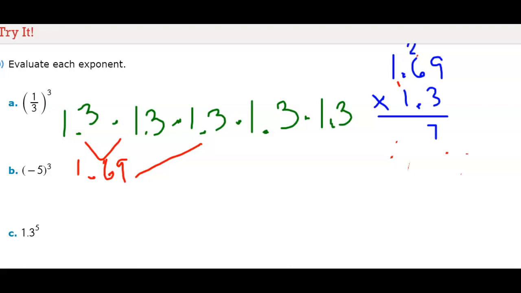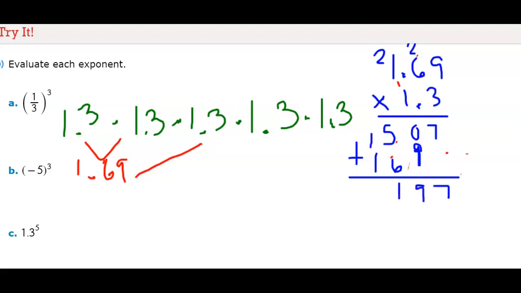3 times 6 is 18, plus 2 is 20. Then we have 3 times 1 is 3, plus 2 is 5. 1 times 9 is 9. 1 times 6 is 6. 1 times 1 is 1. Then we add that up. We have 7, 9, 11, and 2.